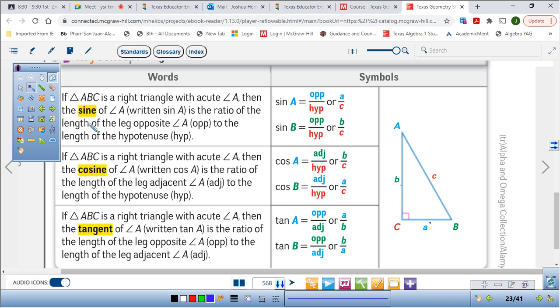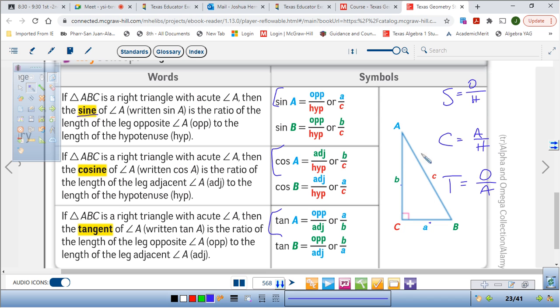So do me a favor, guys. Write this down right here, and just know it as SOH CAH TOA. You do need to write or draw this triangle here. Where you see O, that's opposite. Anytime you see the H, that's hypotenuse. Anytime you see the A, it's adjacent.